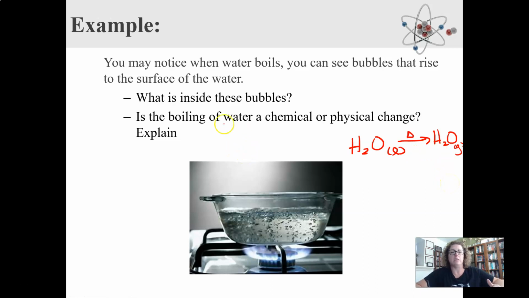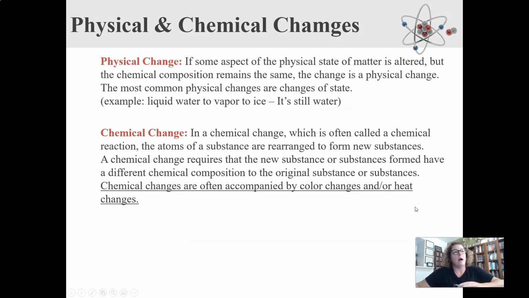And anytime you change the state of matter, that's a physical change. Because remember the distinction: a physical change is when you did not change what the material was made out of. You just changed the way it looks. I just took water as a liquid and changed it into a gas. So now I have physical versus chemical change. So now we're going to actually do some changing. If the physical state of matter is altered, but the chemical composition remains the same, and when we say chemical composition, we mean what it's made out of, if that doesn't change, that's just a physical change.